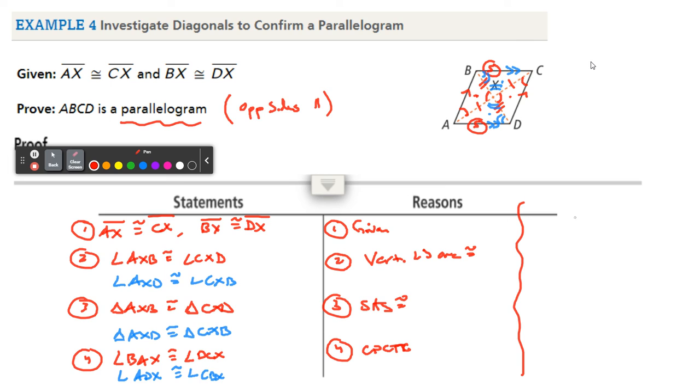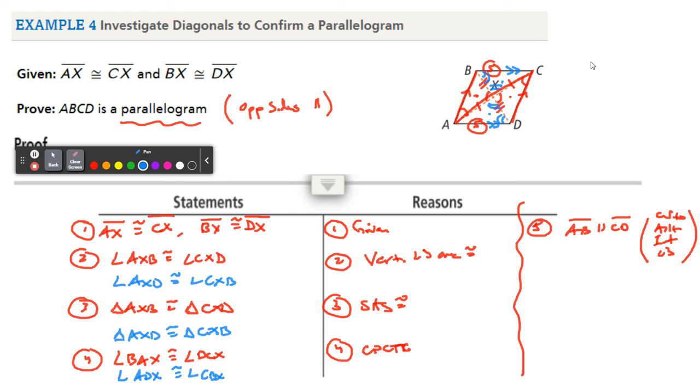So I'm going to finish the proof over here. So this is my statement number 5. So now that I have those alternate interior angles congruent, for BAX, that's formed by this line and this transversal. DCX is formed by that line and that transversal. Those are your alternate interior angles. So because the alternate interior angles are congruent, segment AB is parallel to segment CD. Converse to alternate interior angles. Remember, it's a converse when you prove the lines parallel.